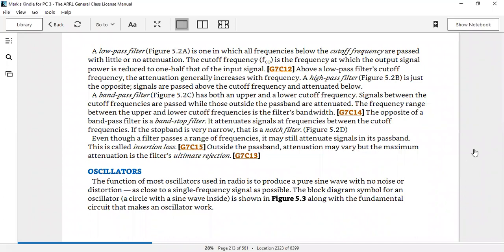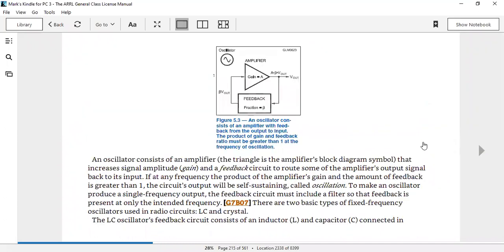Okay, let's take a look at the next page here. Here's the block diagram of an oscillator circuit. It has the circle with a sine wave. You have an amplifier, and you have this box, which is the feedback. The amplifier produces gain, and it sends some of that back into this feedback circuit. And so what this does, they explain here.